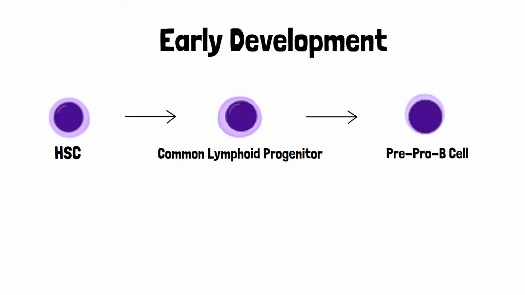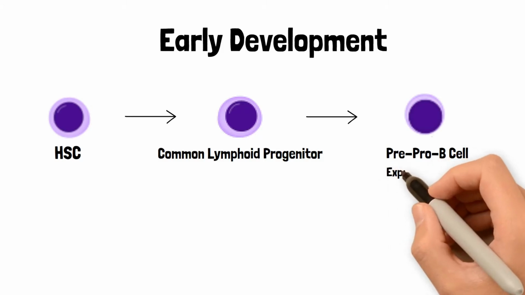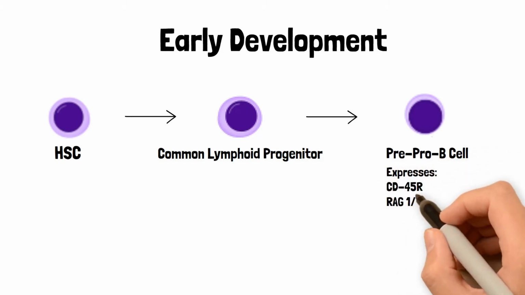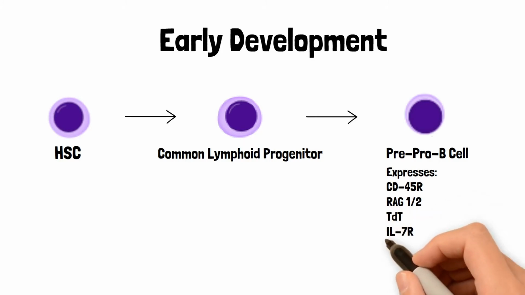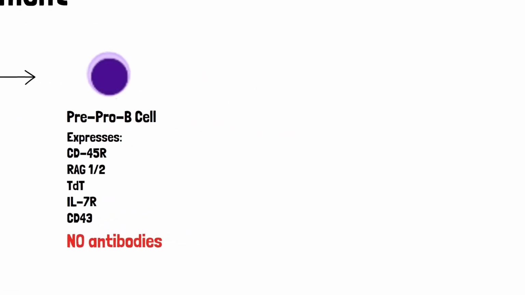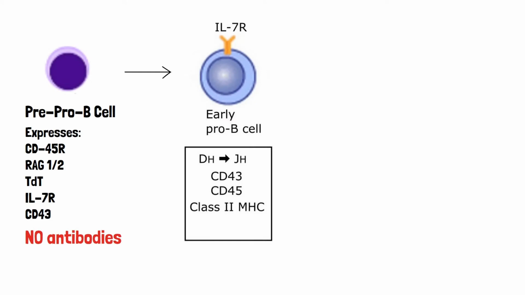The first step is becoming a Preprob B cell. To do this, it starts to express CD45R surface markers along with RAG1 and 2, TDT, IL7R, and CD43. What the Preprob B cell doesn't have is antibodies. It moves from the stromal cells that secrete CXCL12 to the stromal cells that secrete IL7, since it now has the IL7 receptor.